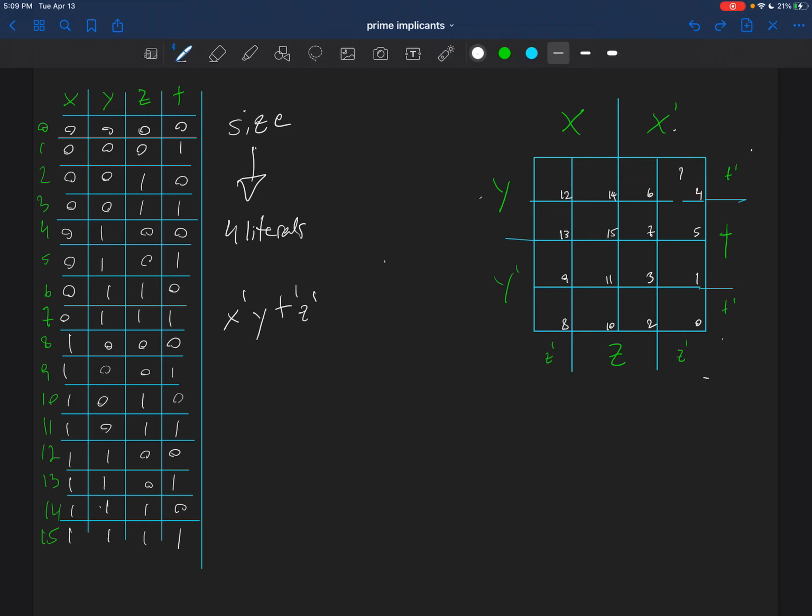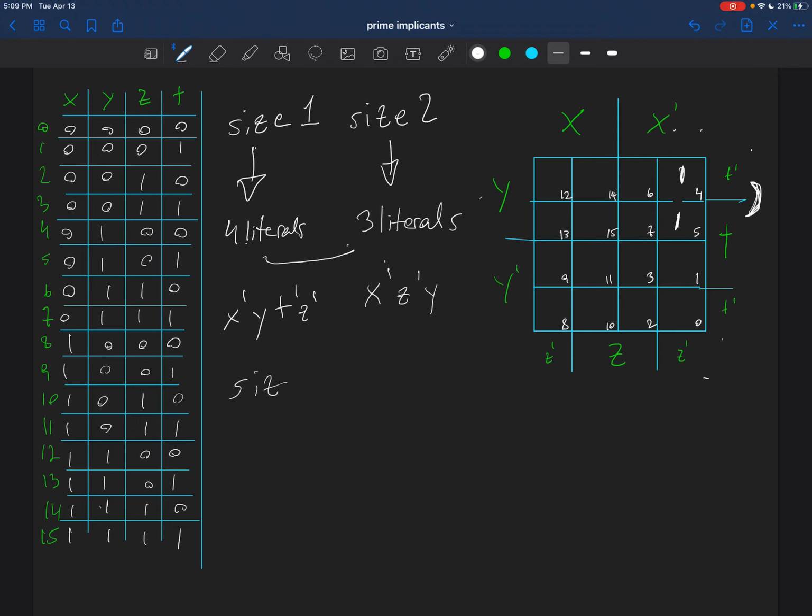Well, now let's expand it. Let's say it's size 2. Size 2 will be what? Well, it's x prime. The t's cross over, so they cancel out, and you have a z prime and y. So 3 literals. X prime, z prime, y. Out of order, but works for now. But I hope you see the pattern that's happening. This is 4, this is 3.